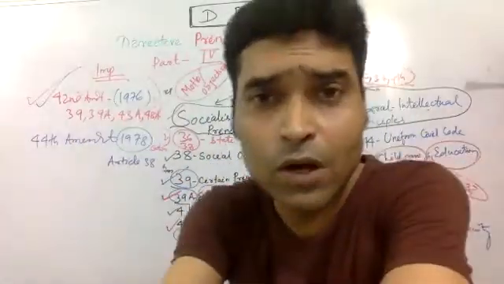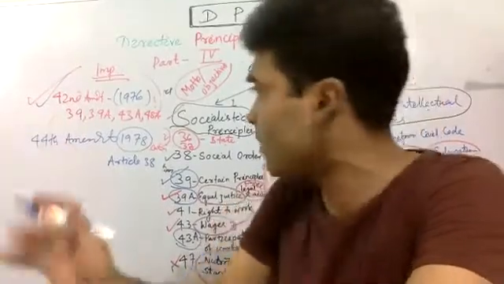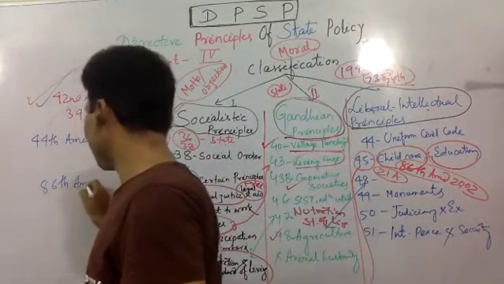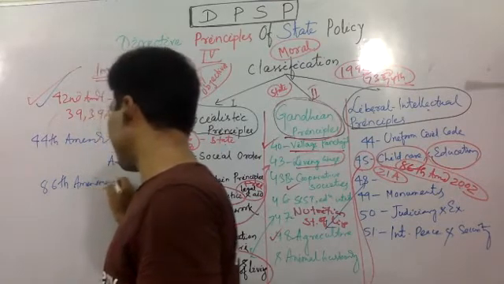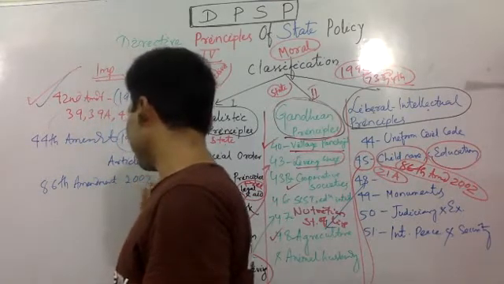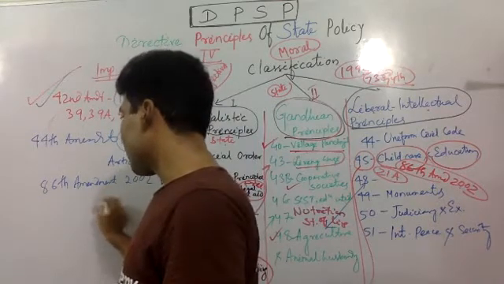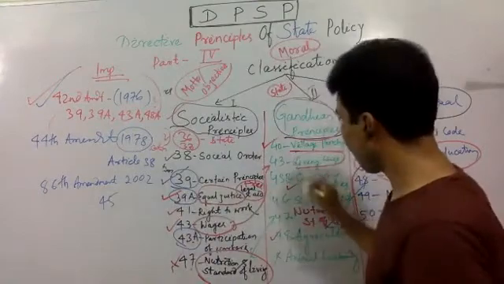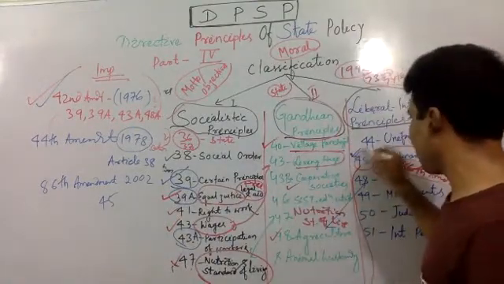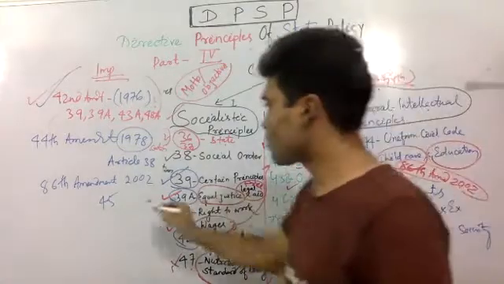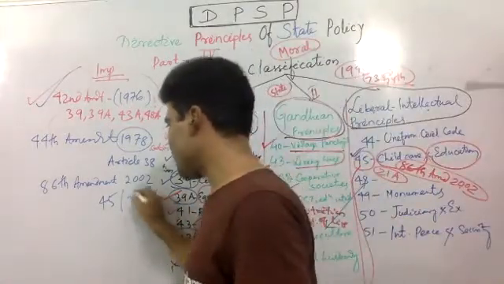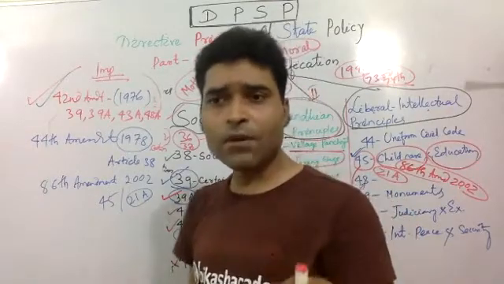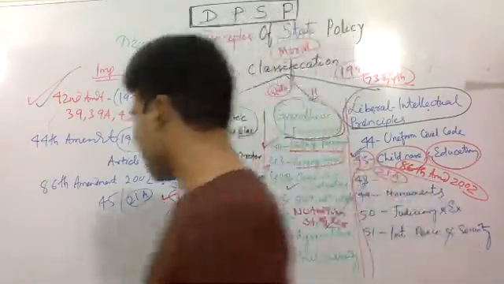Now we will also talk about other amendments, like the 86th Amendment, which I have already told you about. The 86th Amendment 2002 added Article 45 in the DPSP. I have already explained this amendment, and also Article 21A, which is the right to education, which was added in fundamental rights.